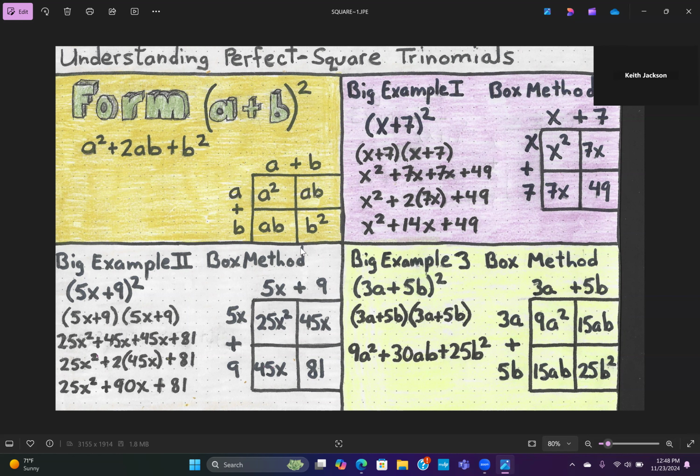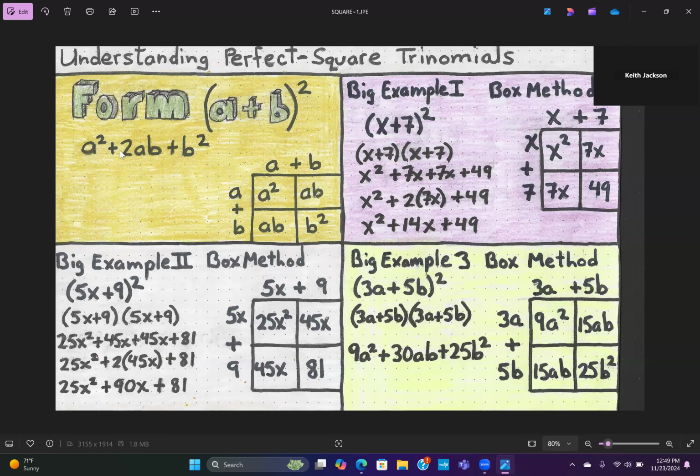Now, right here, we have this box, and we have a plus b on the top, and we have a plus b along the side, and we're going to multiply them together to come up with our perfect square trinomial. And now we have a times a, which will give us a squared, a times b, which will give us ab, and then we have b times a, which will give us ab again, and b times b, which will give us b squared.